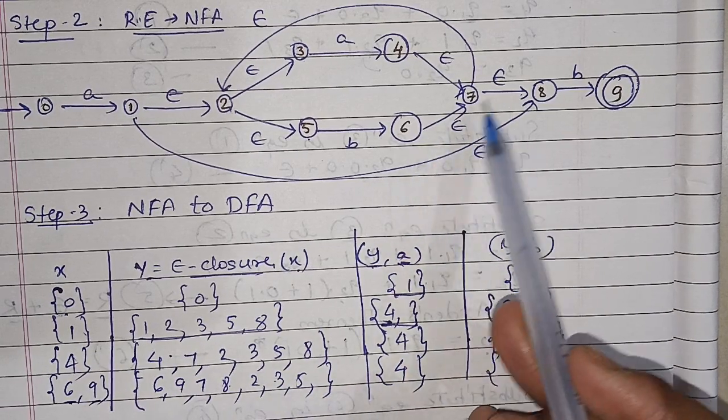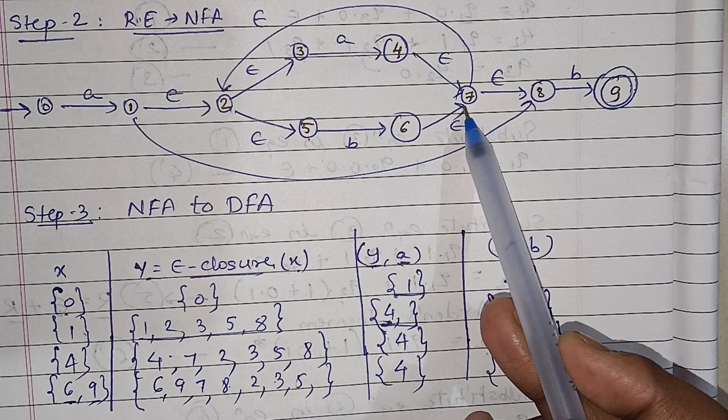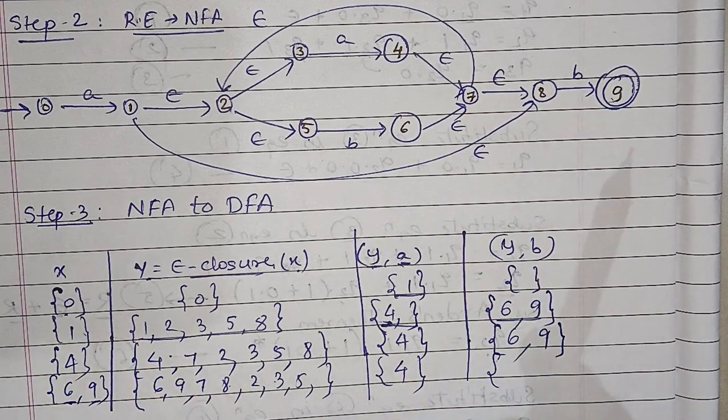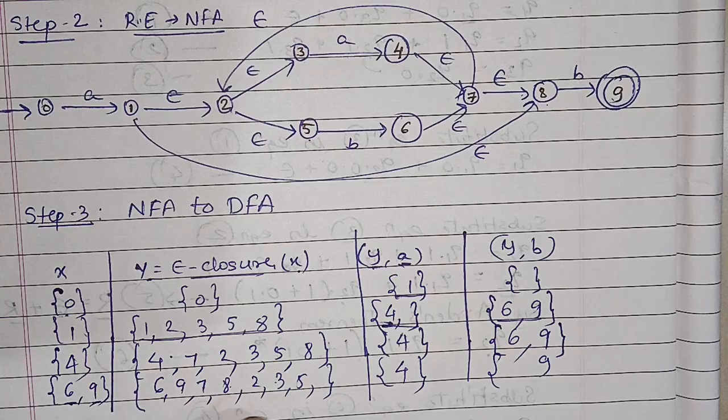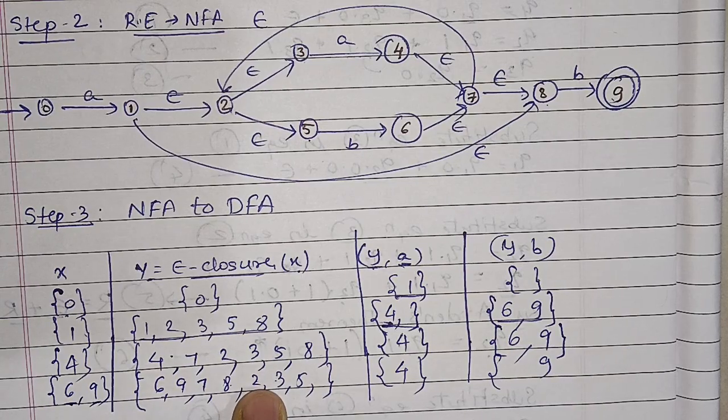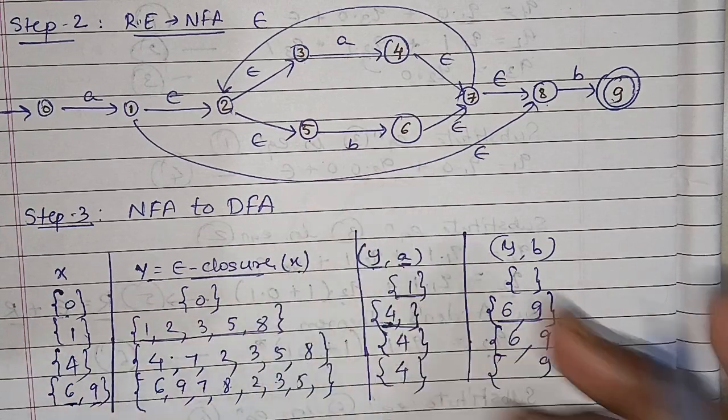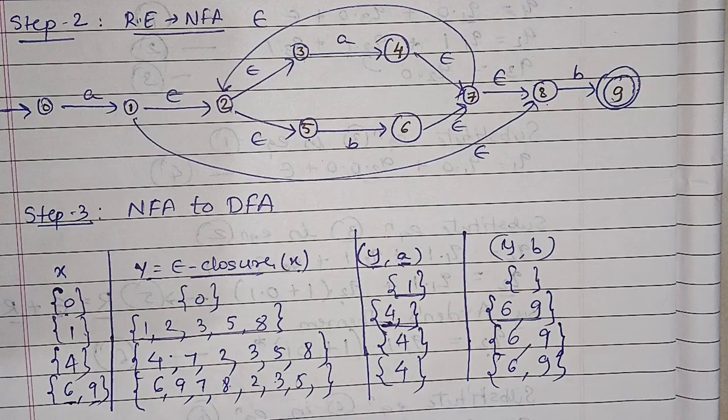6 is getting B, no. 7 is getting B, no. 9 is getting B, no. 8 is getting B, it is going to 9. 2 is getting B, no. 3 is getting B, no. 5 is getting B, 6. So I will write 6 comma 9.